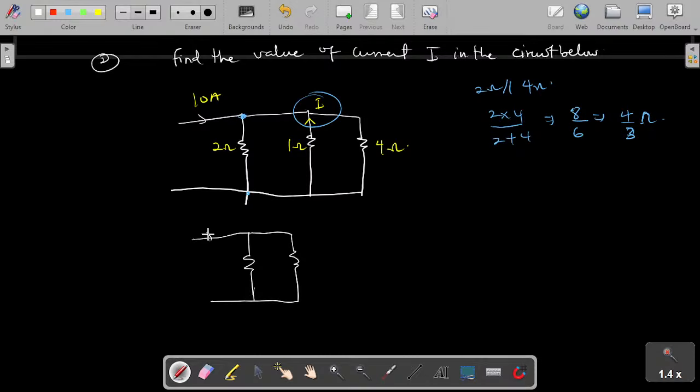So we have our 10 amps here. Then we have our effective resistance giving us 4 over 3 ohms, right? 4 over 3 ohms. Then we have our 1 ohm here, and the 1 ohm there is a current I which we are interested in finding.